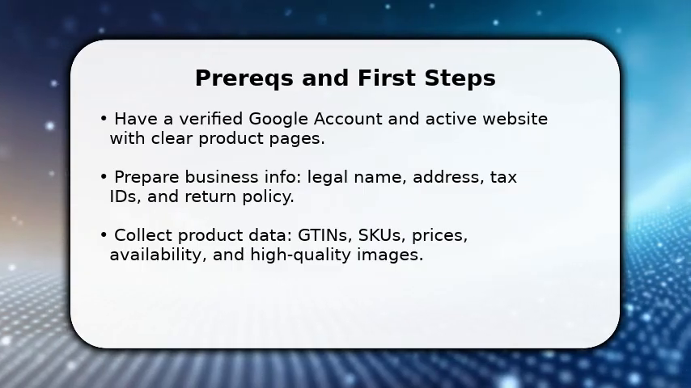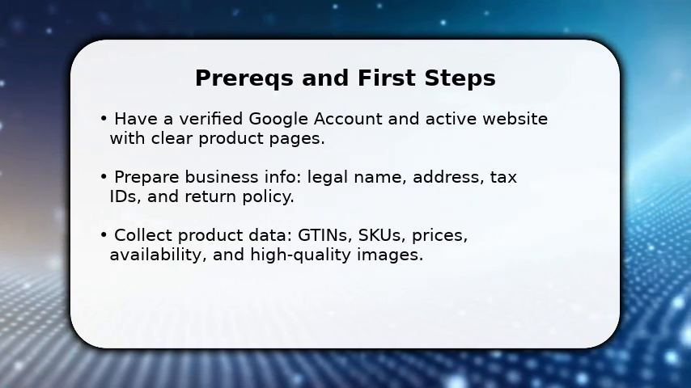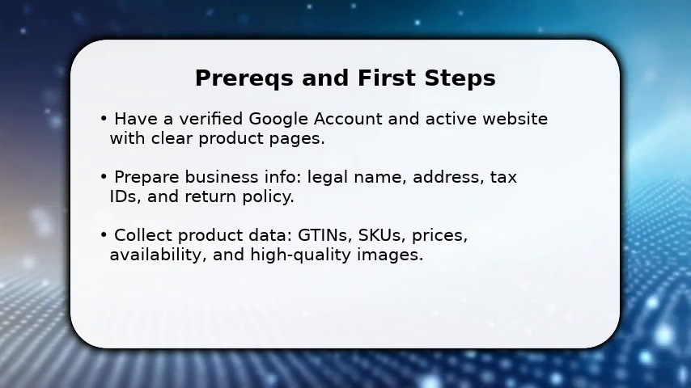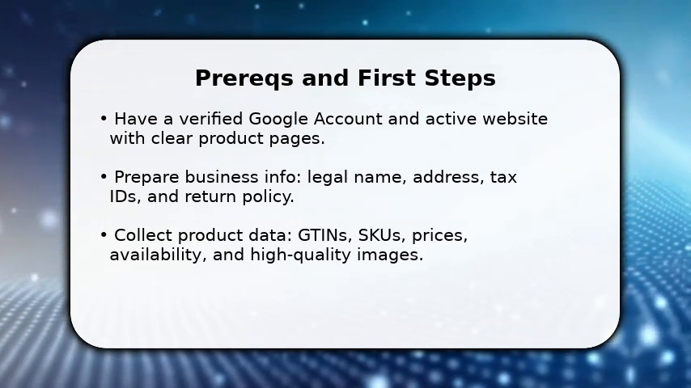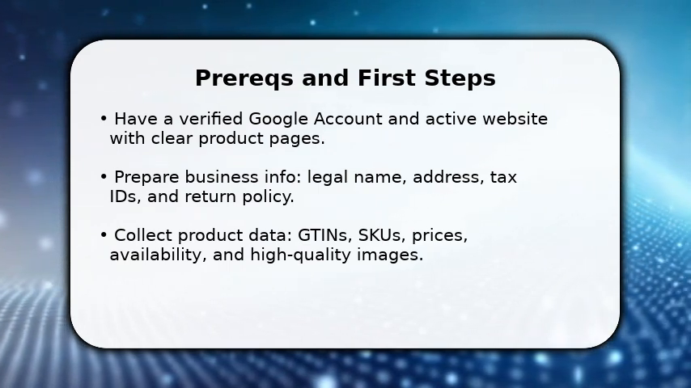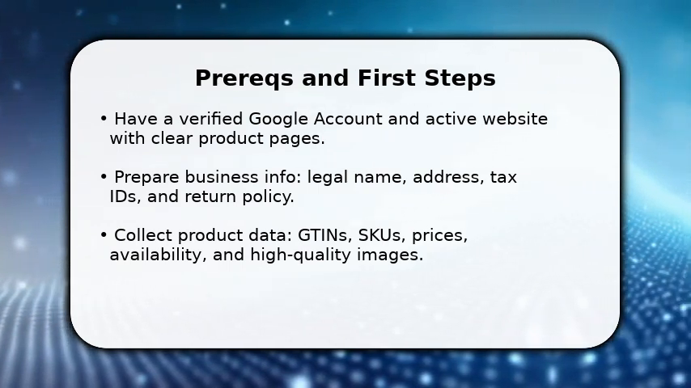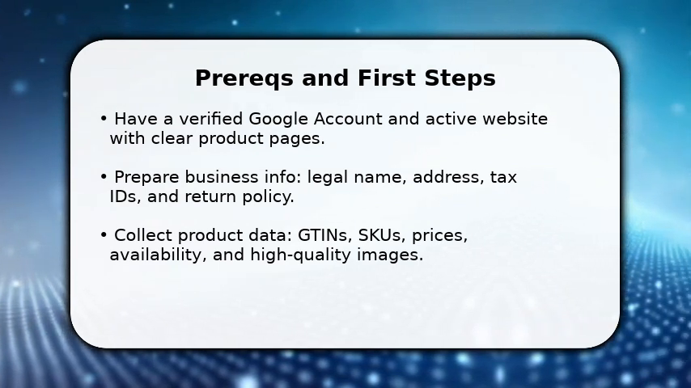You start by confirming prerequisites: a verified Google account and a live site with product pages. Next, prepare business details like legal name, address, tax ID, and a visible return policy so verification runs smoothly. Gather product-level data: GTIN, SKU, accurate prices, availability, and quality images, because Google checks consistency between feed and site.